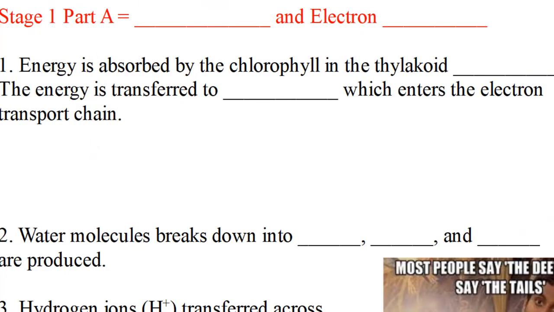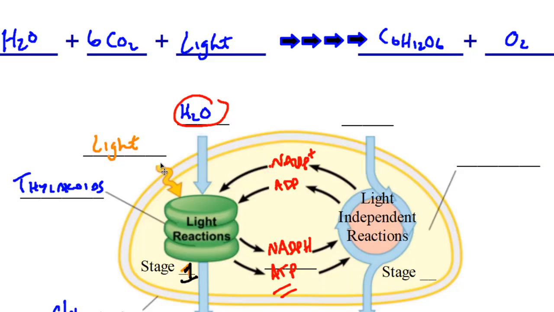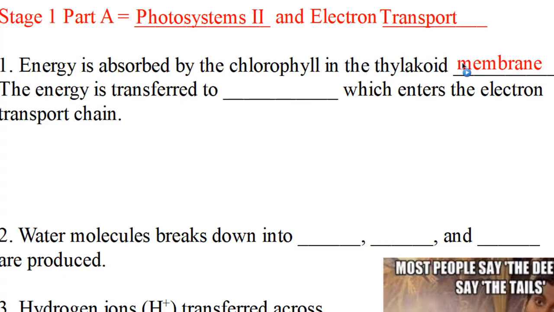So let's zero in on stage one. Stage one, we have part A and part B. Part A we call photosystems 2, and you're like, why don't we call it photosystems 1? Because we call it photosystems 2. And this is called the electron transport. So energy is absorbed by the chlorophyll in the thylakoid membrane. Okay, that's what you saw. The light energy is coming into the thylakoid membrane. The energy is transferred to electrons, which enters what's called the electron transport chain, the ETC, so that the energy is being transferred to electrons.